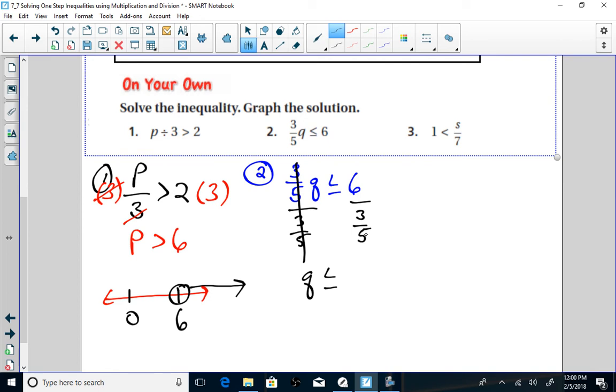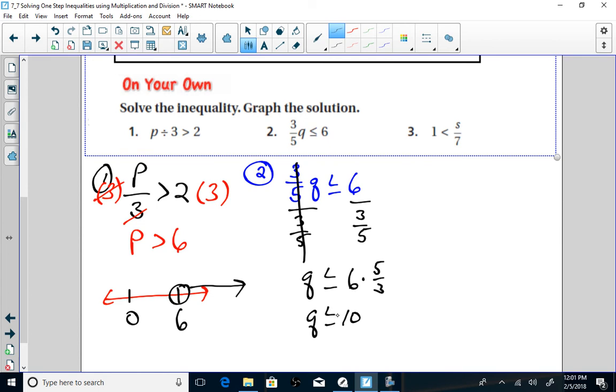what is 6 divided by 3/5? Well, 6 divided by 3/5 is the same as 6 times 5 over 3. When we divide fractions, we multiply by the reciprocal. 6 times 5 is 30. 30 divided by 3 is 10. So we have q is less than or equal to 10.